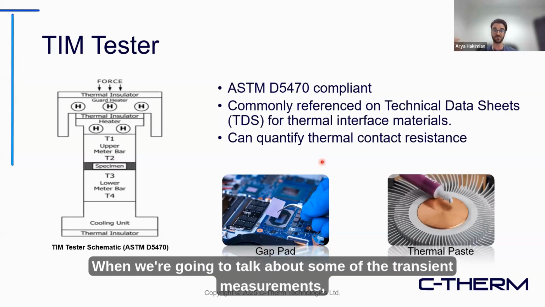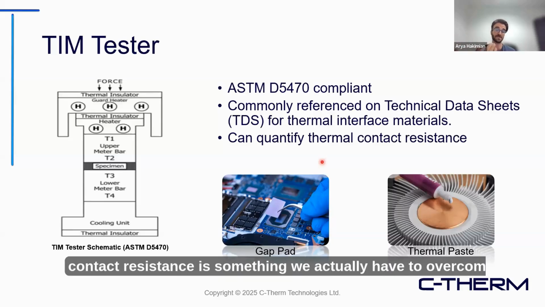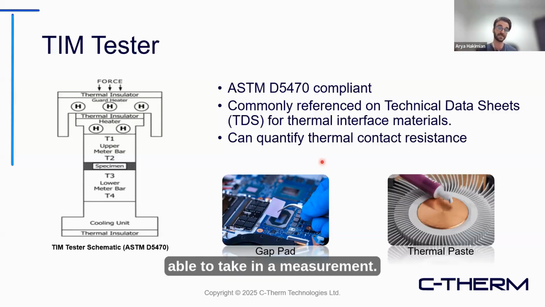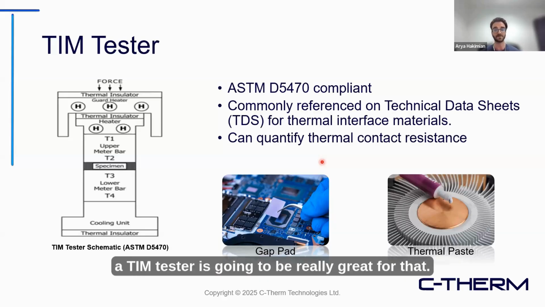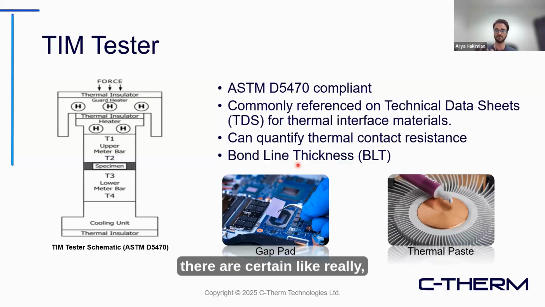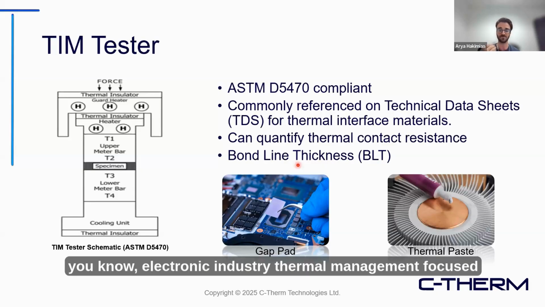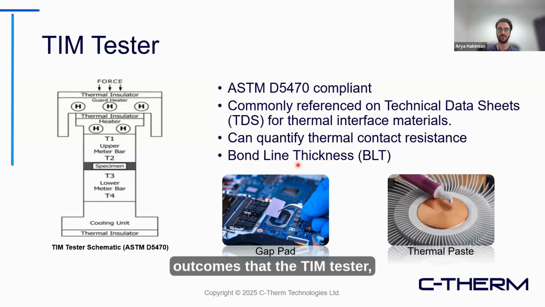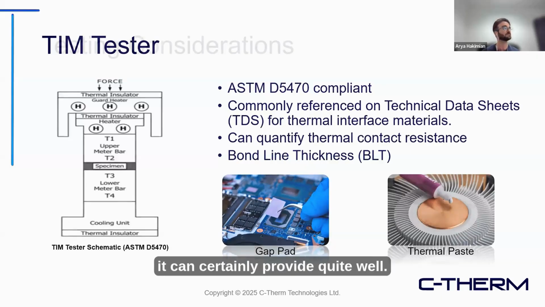When we're going to talk about some of the transient measurements, contact resistance is something we actually have to overcome to be able to take the measurement. So if you're looking for a specific way of quantifying contact resistance, a TIM tester is going to be really great for that. Also, things like bond line thickness measurements, there are certain outcomes, very TIM or electronic industry thermal management focused, that the TIM tester can certainly provide quite well.